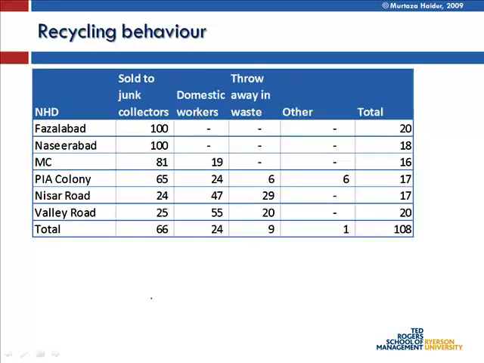And the last thing that I will present today in this lecture is the recycling behavior, how these households across the six neighborhoods recycle their material. And you would see that in the lowest income neighborhoods, 100% of the recyclable waste is sold to the junk collectors, and only 25% or less in the high-income neighborhoods is sold to the junk collectors. And I will in this lecture stop at this slide.